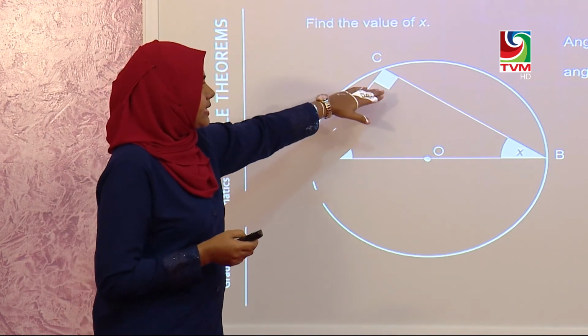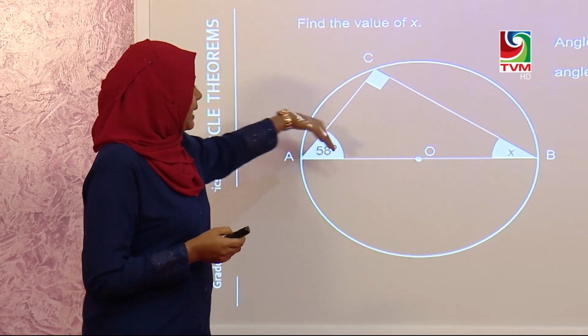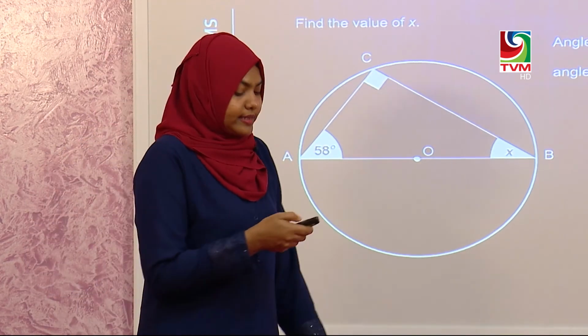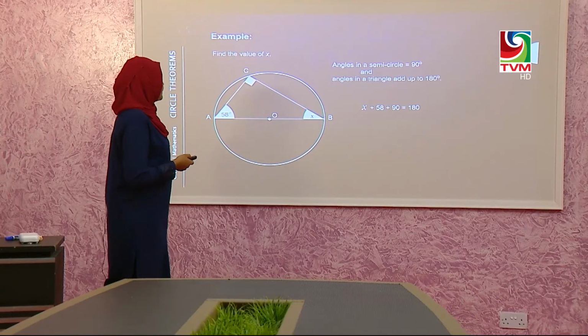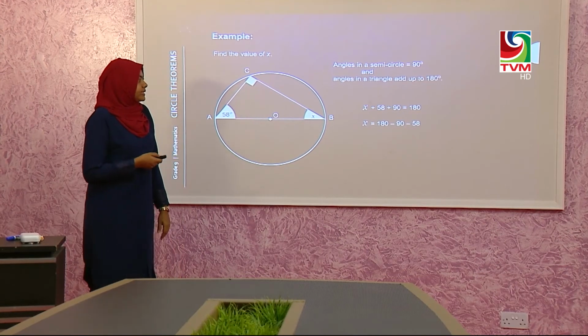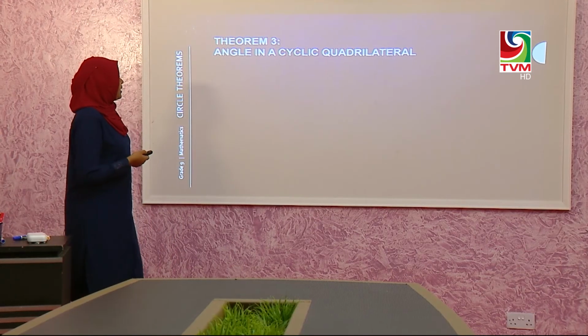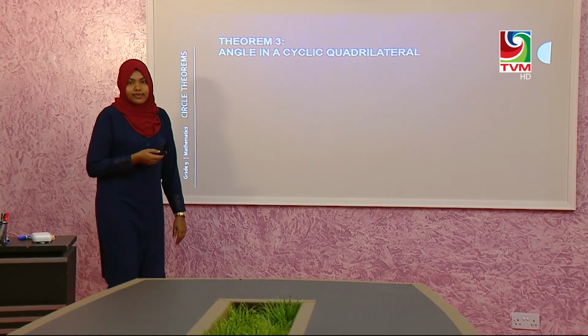So, 90 degrees is the angle in the semicircle, and then the sum of the angles of a triangle adds up to 180 degrees. Therefore, the angle x is equal to 180 minus 90 minus 58, which is equal to 32 degrees. Third theorem, angle in a cyclic quadrilateral.